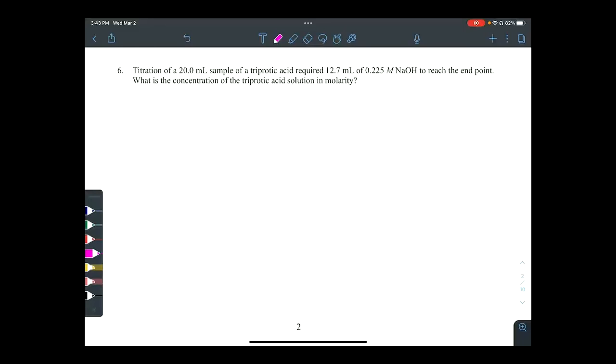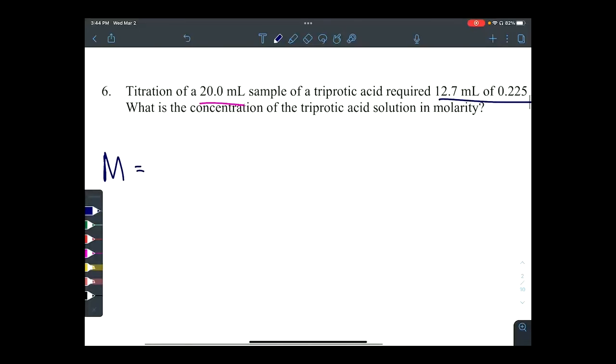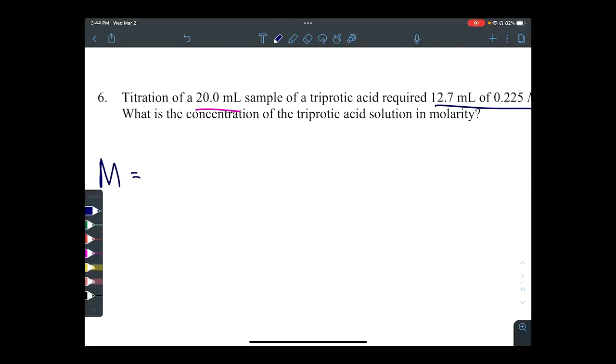All right, so we have a titration of a sample. 20 milliliters of a triprotic acid requires this much base to reach the endpoint. What is the concentration of this triprotic acid in molarity? So molarity equals what? Moles over liters. But for this sample, it's moles of the acid, specifically the triprotic acid, over liters. Triprotic acid means how many hydrogens are there? 3. So you can call it H3A, right?